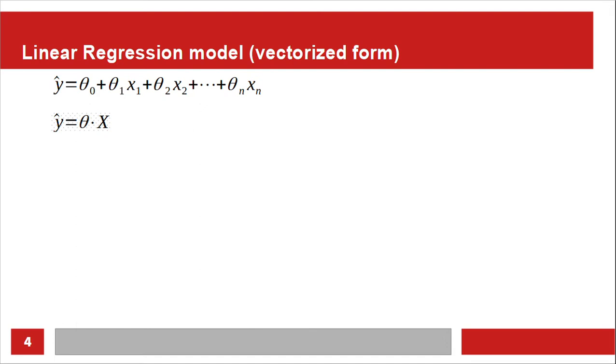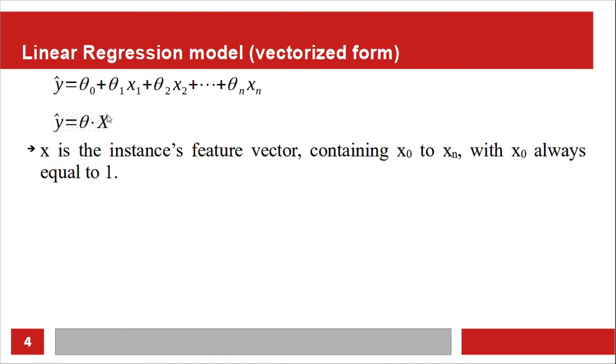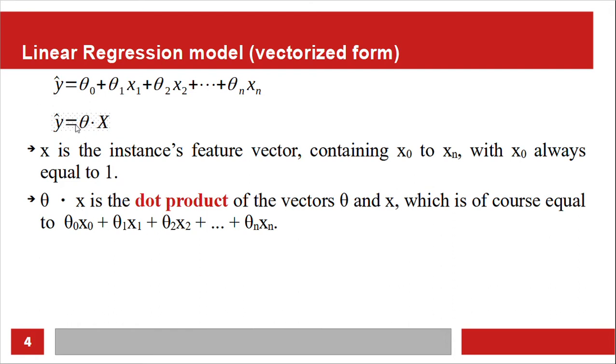So now this is the main equation. Is there any way to make it smaller? Yes, this is the next formula: y hat equals theta multiplied by x, where x is x0, x1, x2 up to xn, and x0 here is only one, so we don't add it. Theta multiplied by x is a dot product, so if you multiply it out you will get this equation.